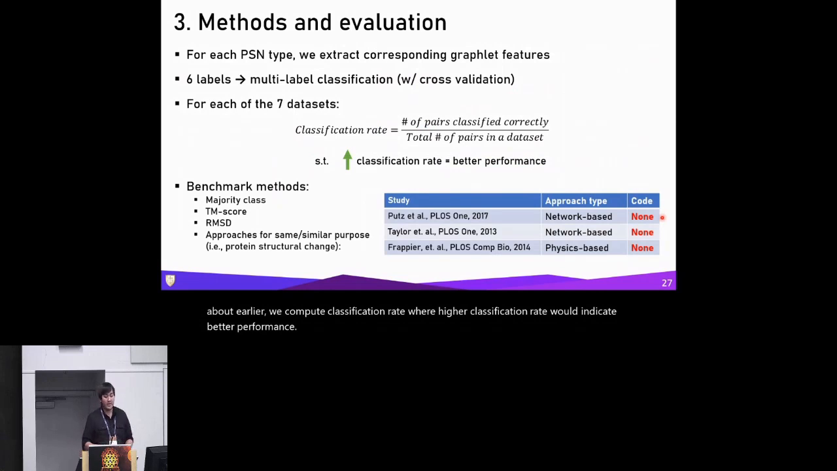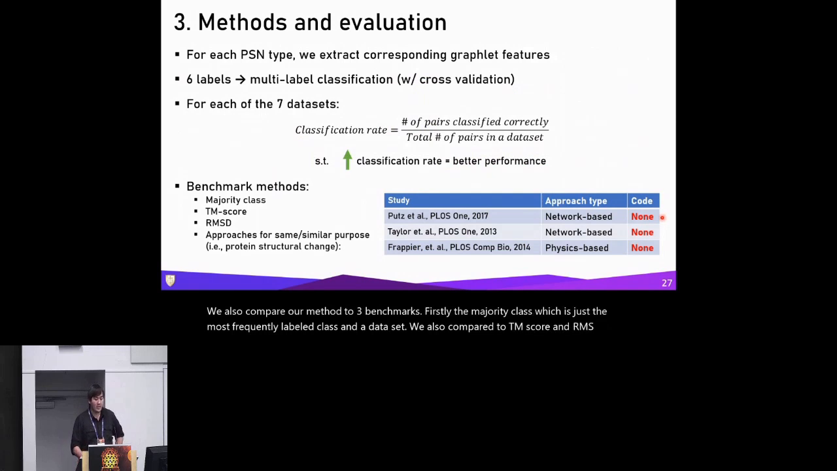We also compare our method to 3 benchmarks. Firstly, the majority class, which is just the most frequently labeled class in a data set. We also compare to TM score and RMSD. Now, we did try to do a literature search to find other methods to compare to as well, but we ended up finding network-based and some physics-based methods, but for all these methods, we could not find any code.